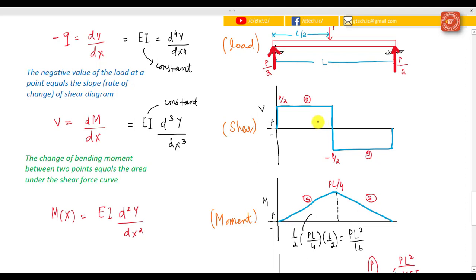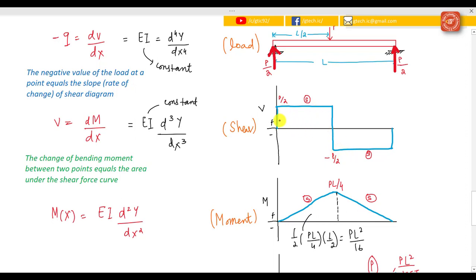So if you didn't watch that video related to shear force and bending moment diagram, then first watch it. So at this condition the shear force diagram is shown here.